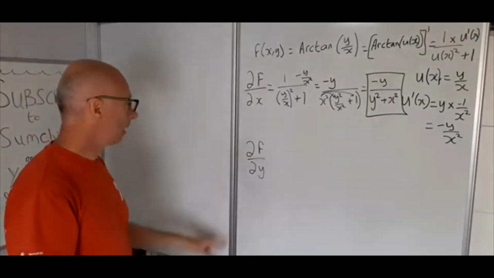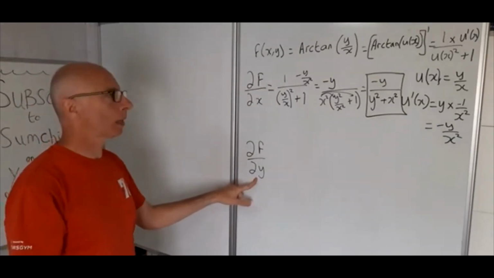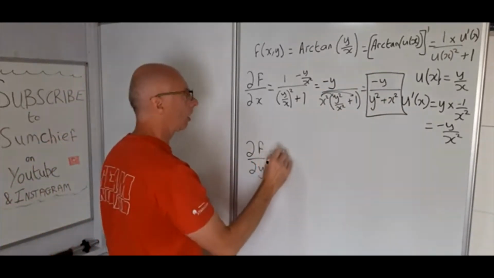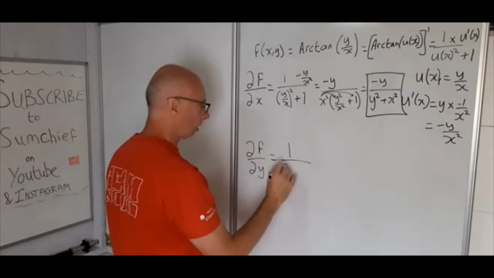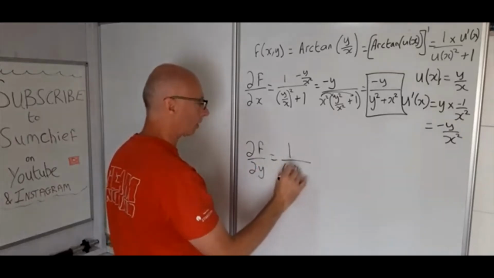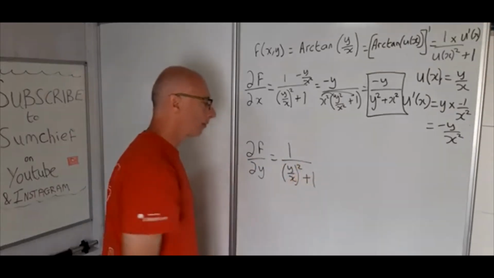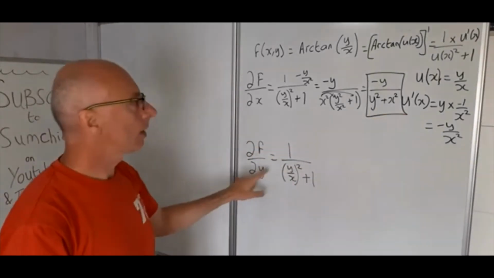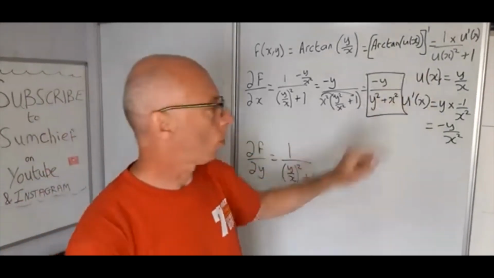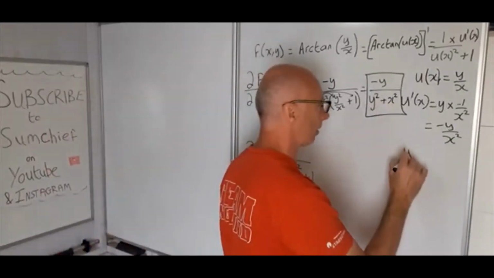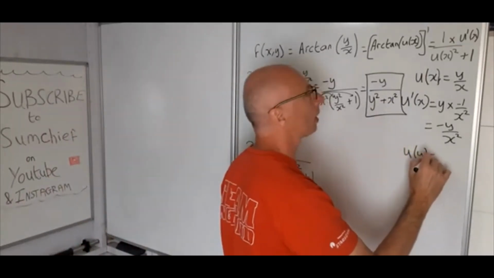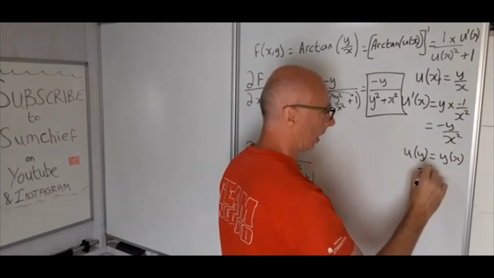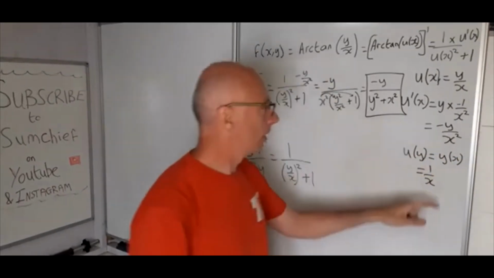Okay, now let's move on to this one, partial with respect to y. So using our general formula, we've got 1 over y over x squared plus 1. This time we need the partial with respect to y. So now we'll call this function u of y. So let's write that down now. So u of y equals y over x. So then we get 1 over x.